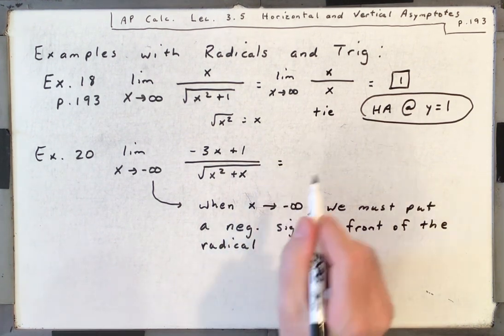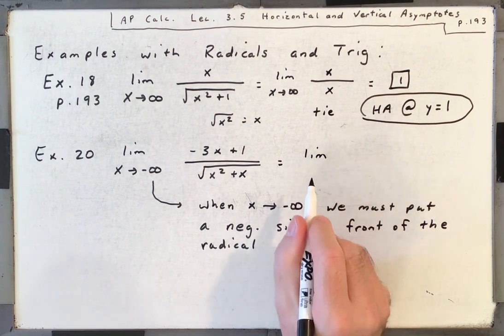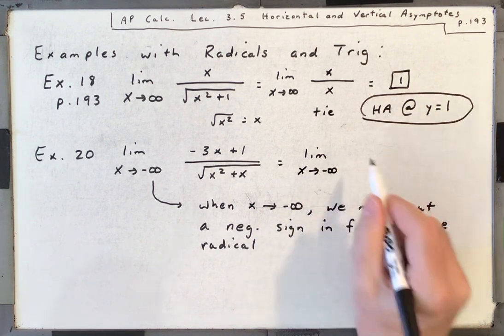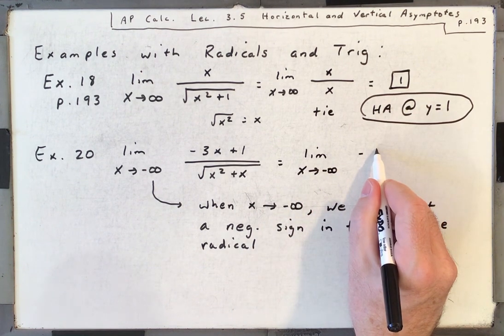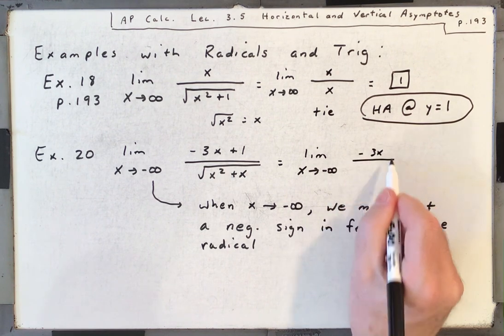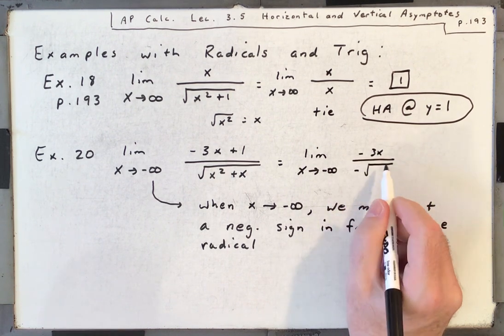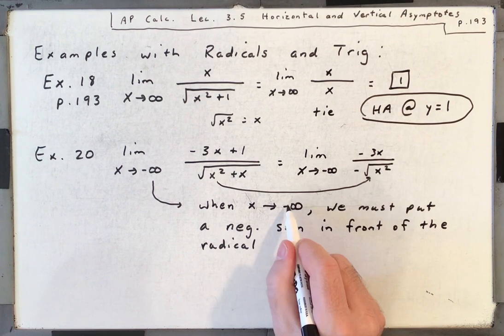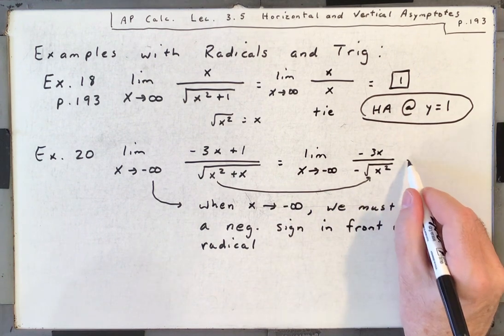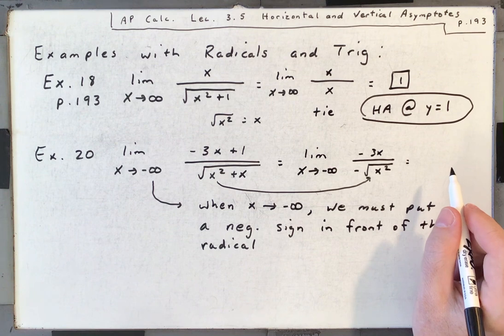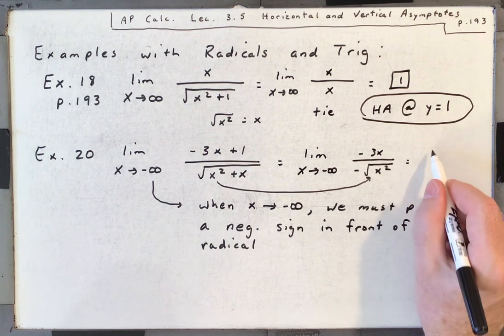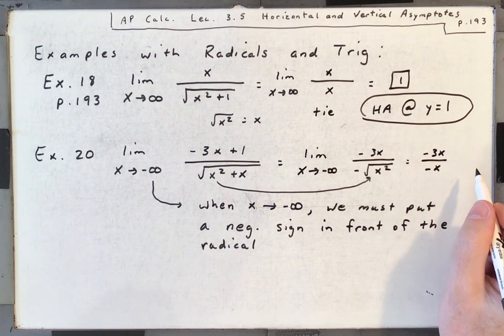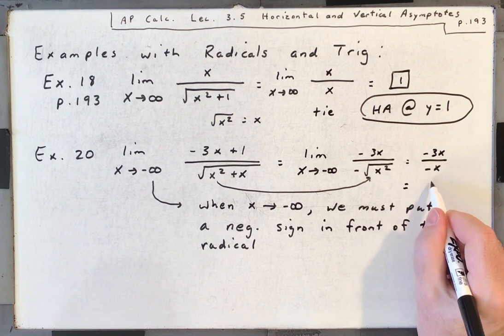Okay, so I only care about the highest powers here. So I've got negative 3x over the negative square root of x squared. Right, and we have that negative sign that I said you had to put in. That's just going to be negative 3x over negative x. There's a tie in powers, and so the answer is 3.